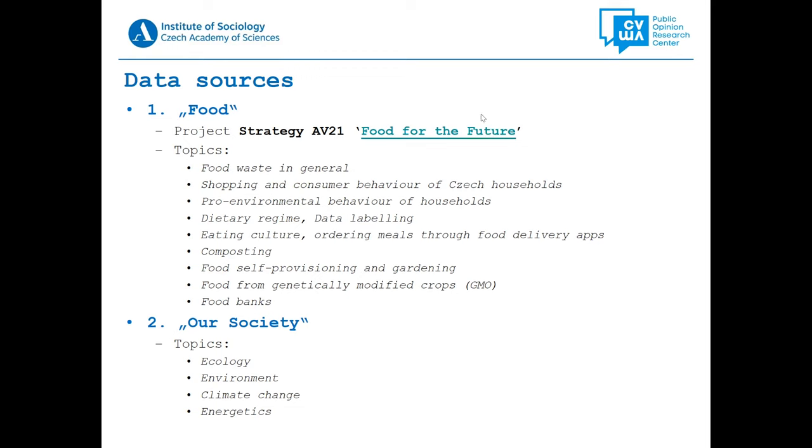From this survey, we have very valuable data on the specific topic because we have long time series and we can monitor the development and changes in people's opinion. Each survey covers many topics, some of which you can see on this slide, and some of these results I will present later. The second source of the data is the survey Our Society, which is conducted several times a year and which each year includes topics on ecology, environment, climate change, and much more.